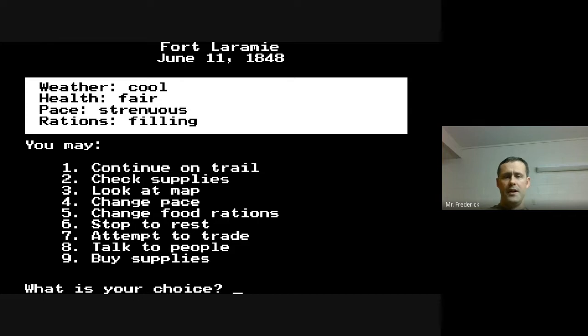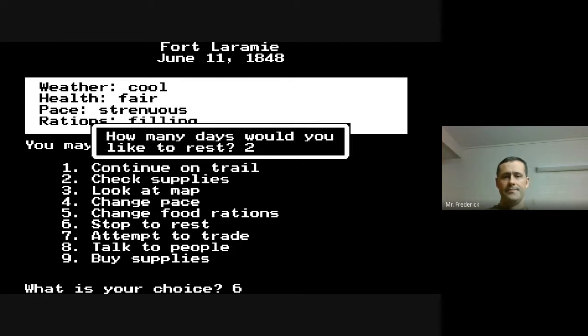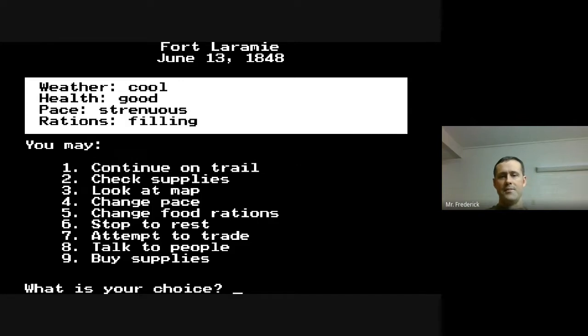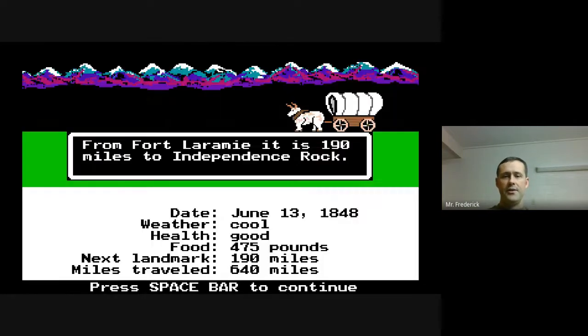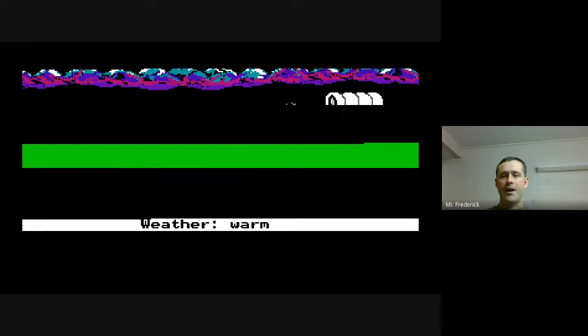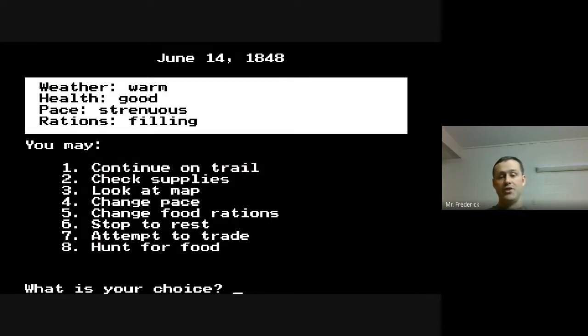Oh, my health is fair. Let's rest for a day or two. Let's rest 2 days. Okay, health is back to good. Let's continue on the trail. From Fort Laramie, it is 190 miles to Independence Rock. Spacebar to continue. Now, I need to go hunting, so I'm going to press enter to size up the trail.